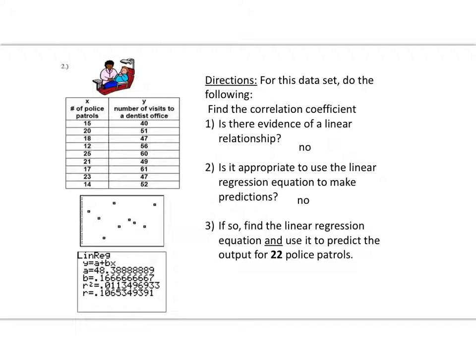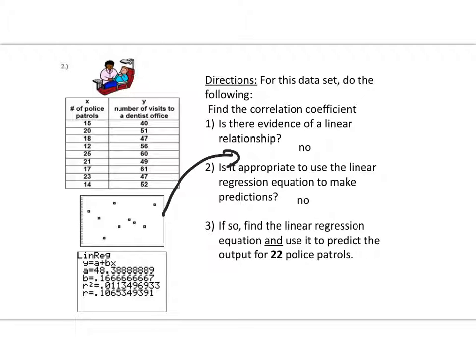My variables: x is still the number of police patrols, y this time is the number of trips to the dentist office. Do you think there's going to be any correlation there? Well, if I look at the picture, don't make stuff up, okay? If you don't see a pattern of a straight line, don't search it out. It's not there if you can't see it. So, since I don't see a pattern, that doesn't look like a linear relationship.